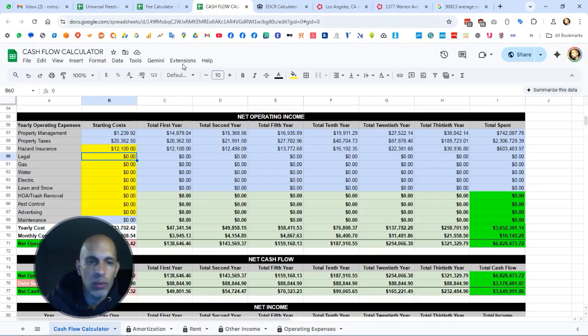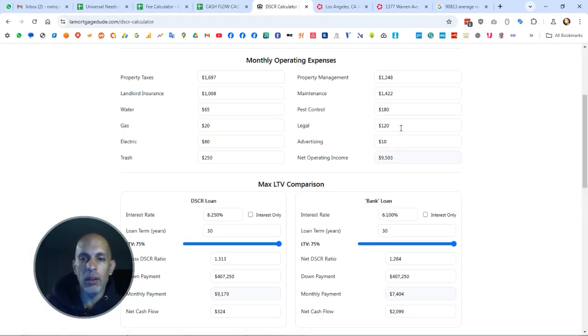We're saying legal is $120 a month. And that doesn't mean you're spending $120 a month on legal. It means you're creating a separate bank account called legal, and every month from your gross rents you're taking $120 and putting it into that separate bank account.